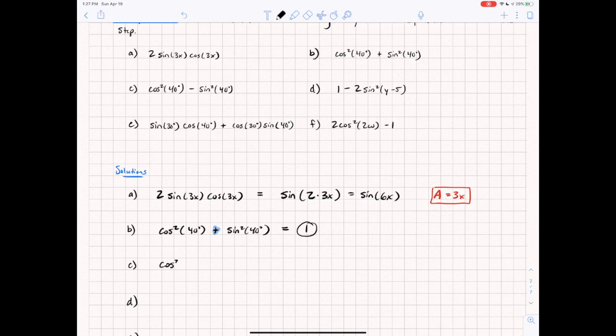All right, now C, this is where they'll kind of go back. So what if instead it was a minus? So cosine squared minus sine squared. Well, this is looking at the double angle for cosine, that very first one, where specifically my A is 40 degrees. So this would simplify down to cosine of 80. And again, the A in that formula and in this example would be 40 degrees. So my answer here would be just cosine of 80.